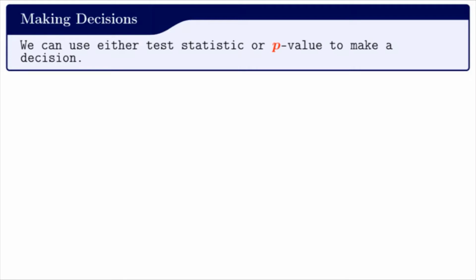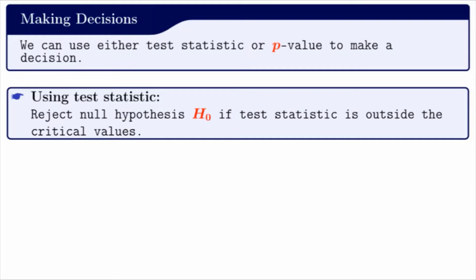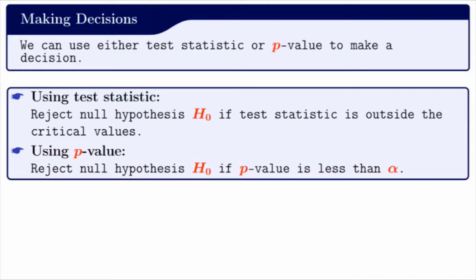Now let's talk about the conclusion of hypothesis testing. The final step of a hypothesis test is to make a decision about the null hypothesis. For that, we can use the p-value or the test statistic. We reject the null hypothesis if the test statistic is outside the critical values, and also we reject the null hypothesis if the p-value is less than the given alpha.